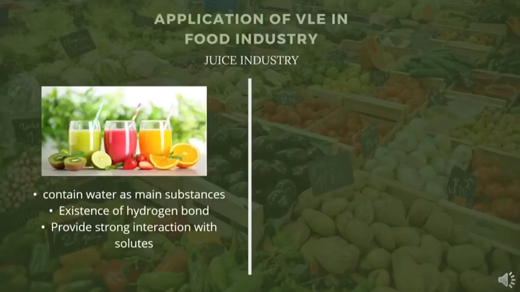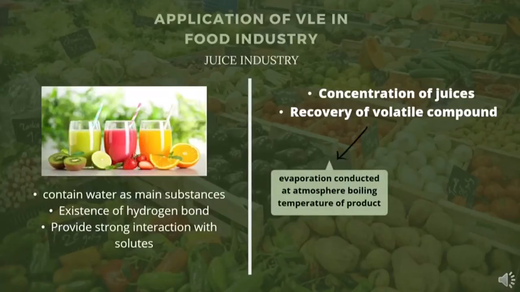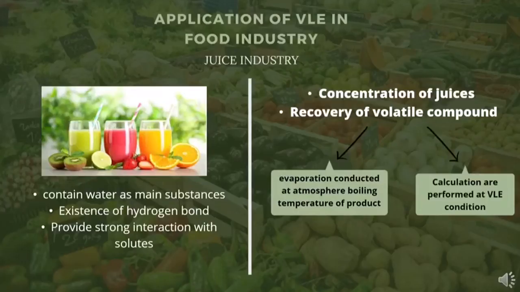This is where two distinct sectors of the industry require information on phase equilibrium, which is in the concentration of juices and in the recovery of volatile compounds. The concentration of juice and pulps is done by evaporation conducted at the atmospheric boiling temperature of the product, where the calculations are performed at VLE condition.